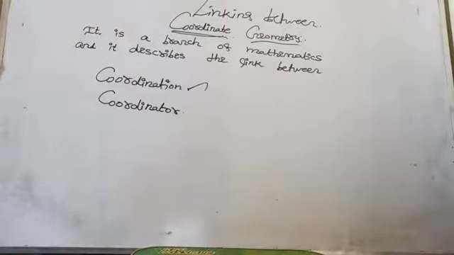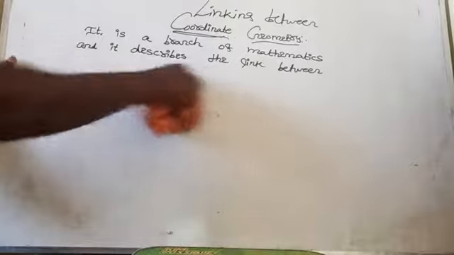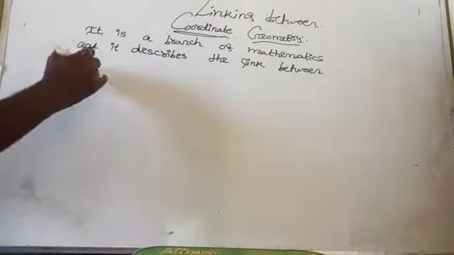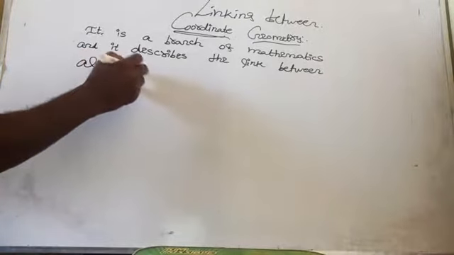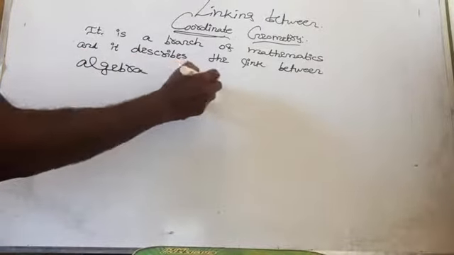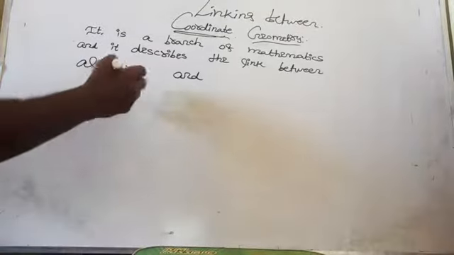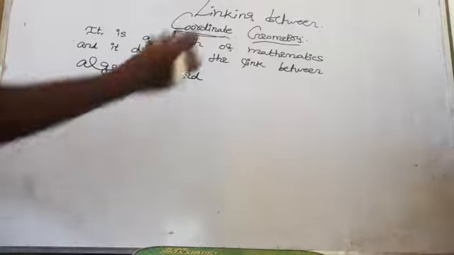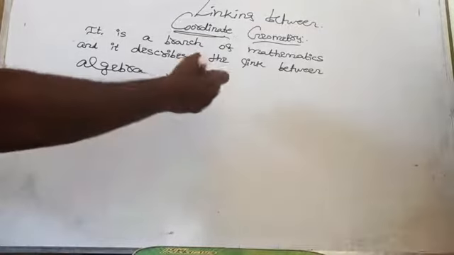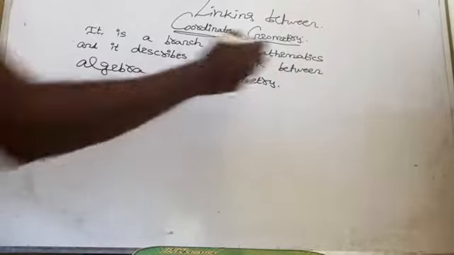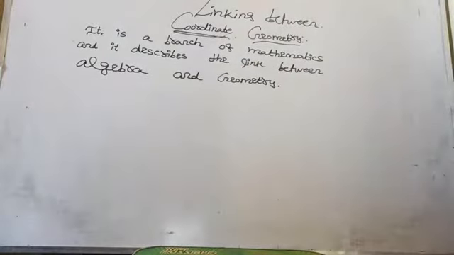It's a branch of mathematics. We already said coordinate means a link between something. So a link between which one? Algebra and geometry. What is meant by geometry? It studies shapes and figures. So algebra and shapes, algebra and geometry, you can say. Am I right?